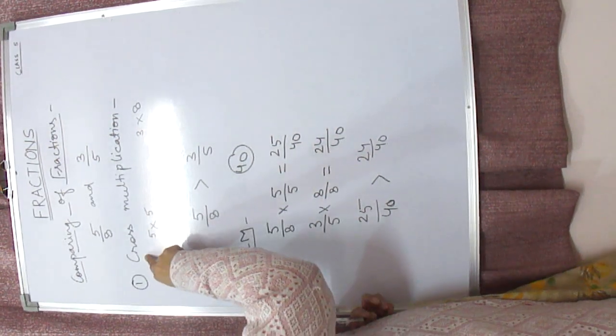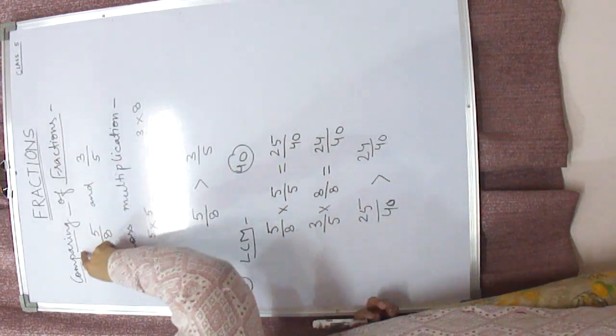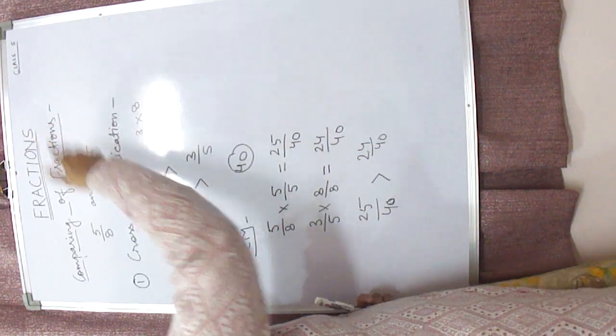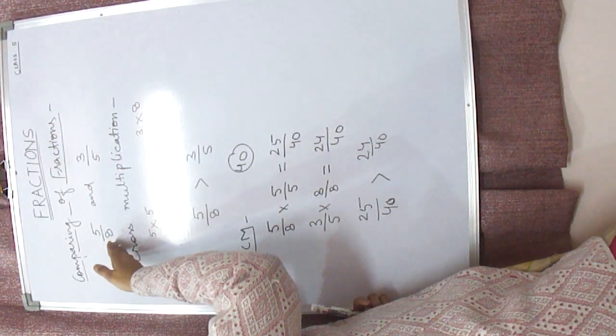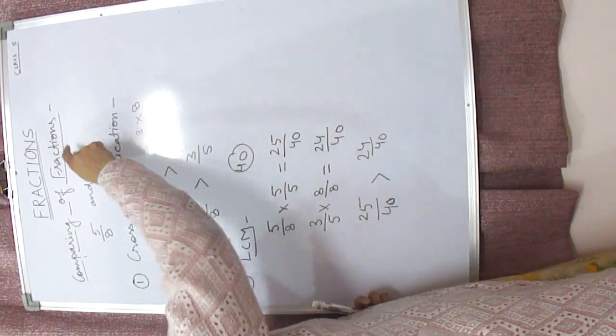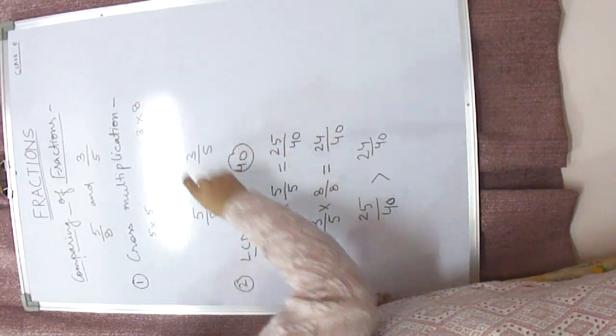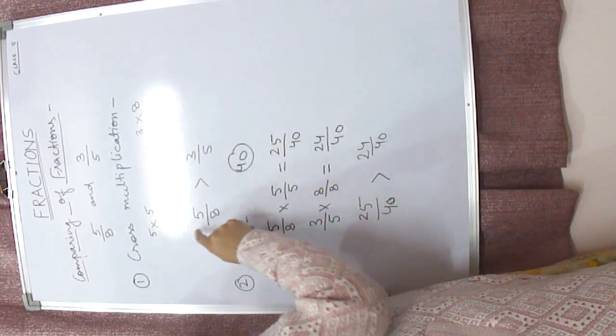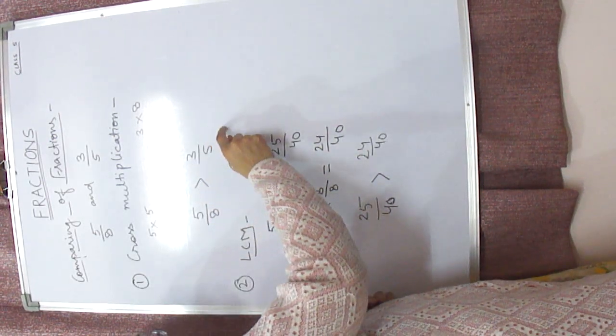In cross multiplication method, we simply multiply the numerator with the denominator of the other fraction, and similarly numerator multiplied with the denominator of the first fraction. So 5 into 5 becomes 25, 3 into 8 becomes 24. So 25 is greater than 24. So 5 upon 8 is greater than 3 upon 5.